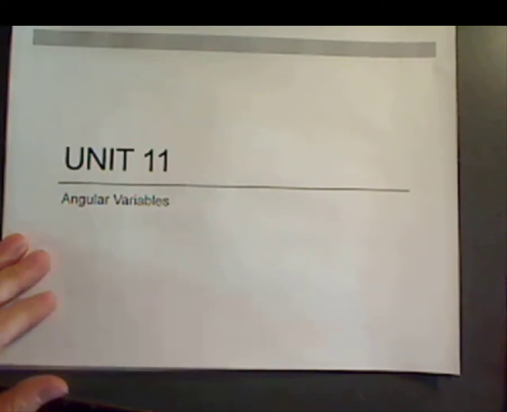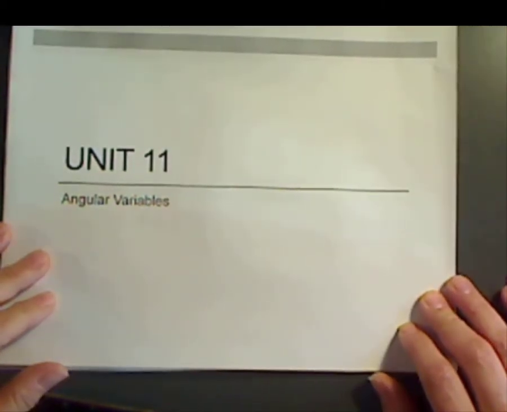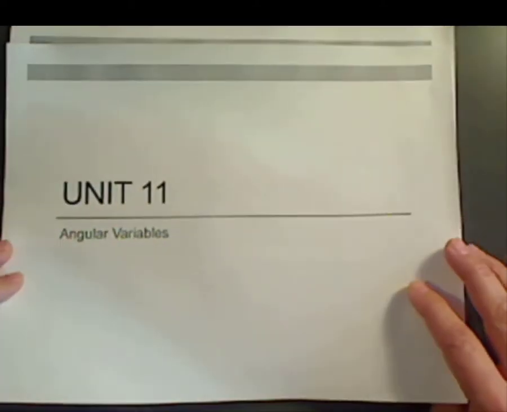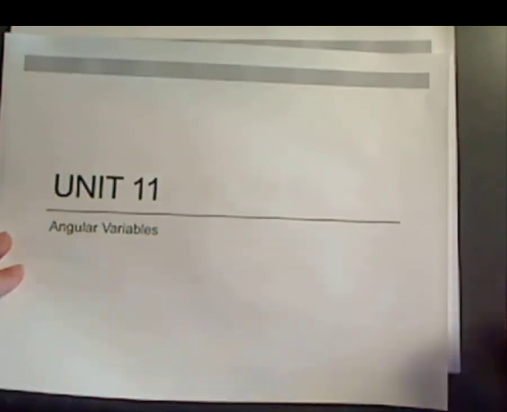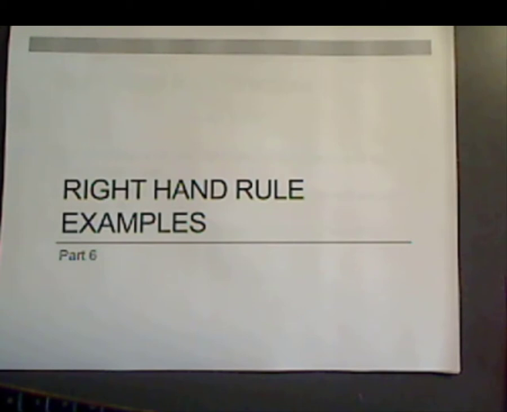This part of Unit 11 is being recorded slightly differently, and the reason is because I'm on paper. I want to be able to show you what my right hand is doing, and I can't do that when recording a computer screen. In this part of Unit 11, we're going to demonstrate right hand rules.